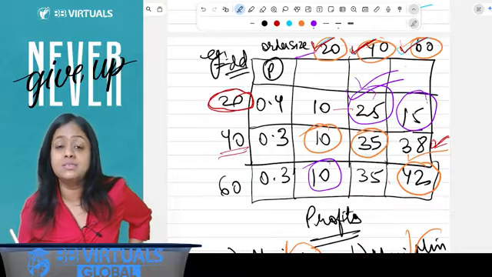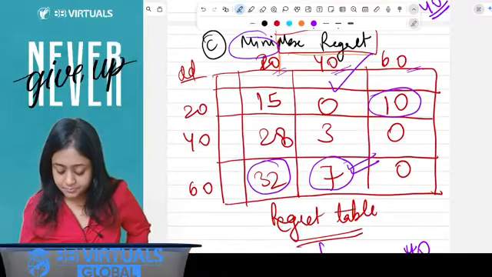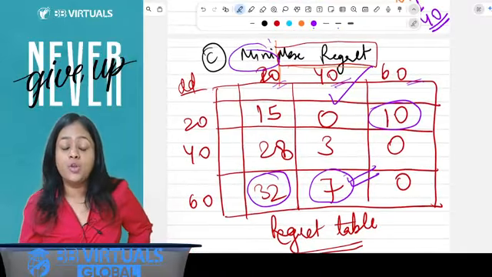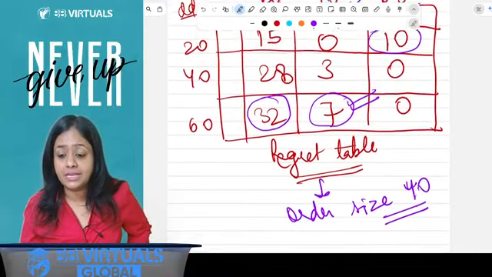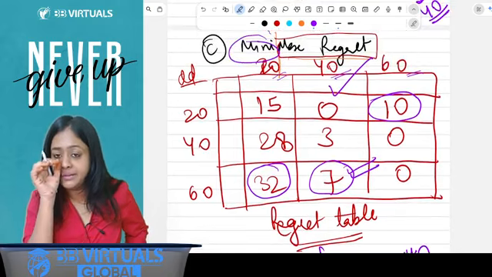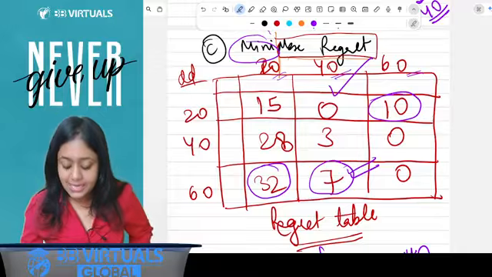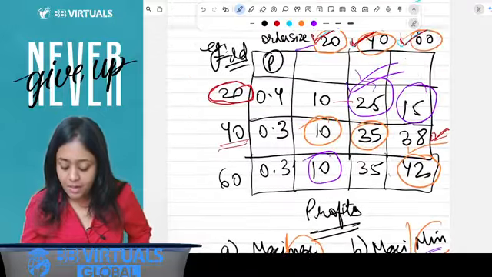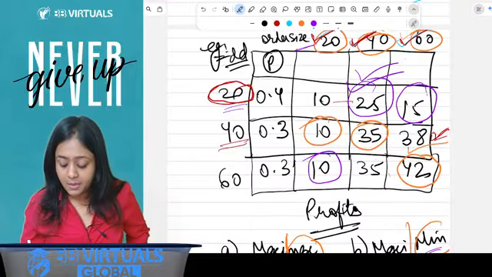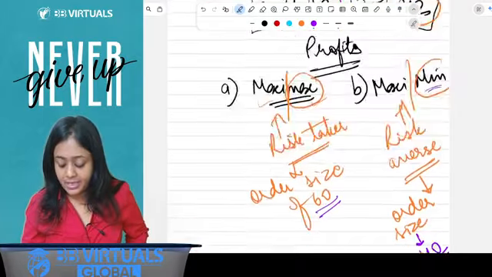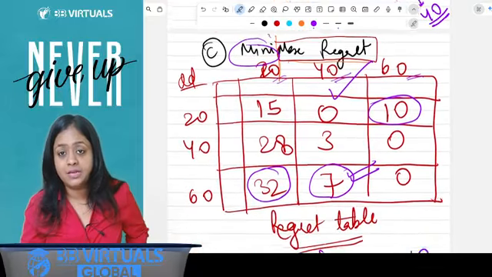Now the third one is minimax regret. So for that, always remember that you have to prepare the regret table. This is the regret table that is based on the order size. Let's say here, for example, what is the maximum return for this sales? Maximum profit is 25. So here the regret is 15 and here the regret is 10. So like this, you will prepare the regret table.